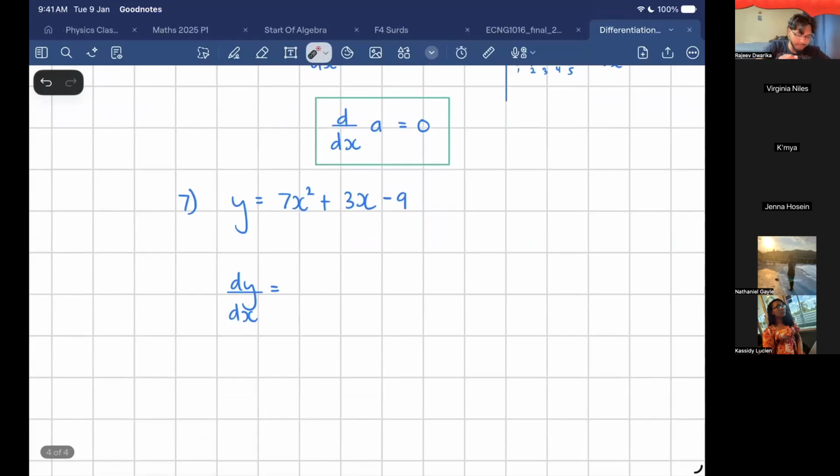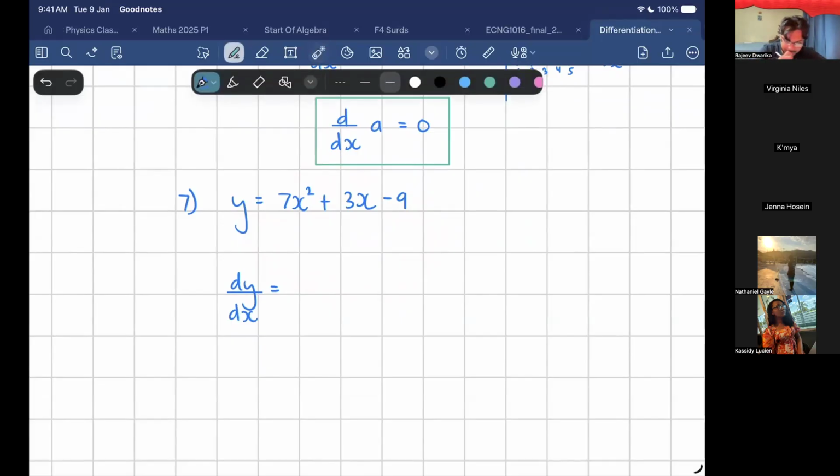So, who wants to help me differentiate this first one? Any volunteers? Sure, sir. I don't mind. Alright, come on Virginia. Let me do it. Okay. I'm not going to deny you. Alright, let me go.